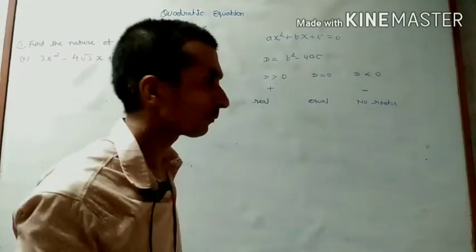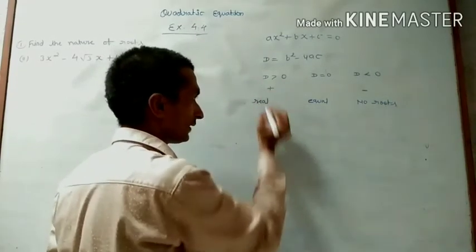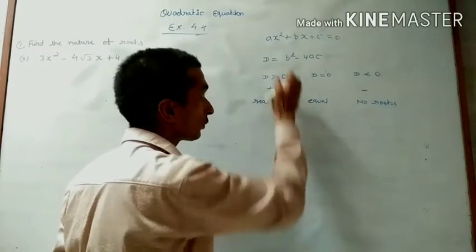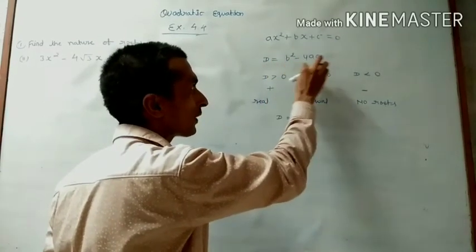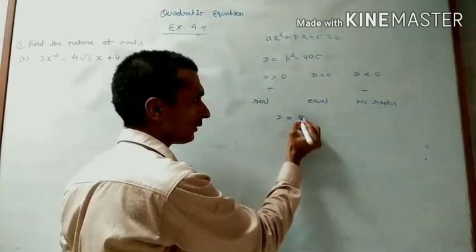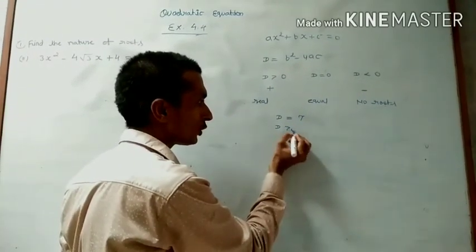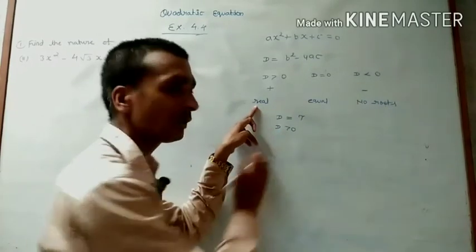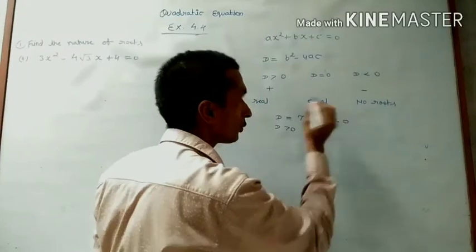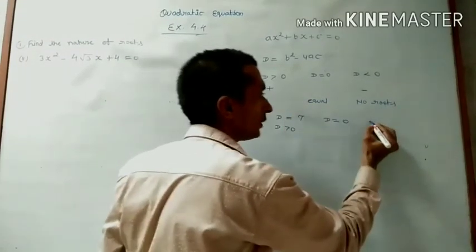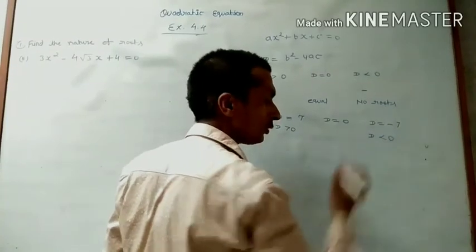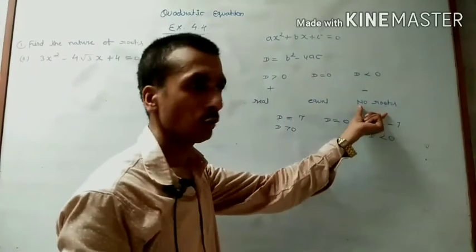Okay friends, one example you can take also. Suppose you find the value D equal to b square minus 4ac. By the help of this equation you find the value. If this value is 7, so definitely D greater than 0, so then you can say that there are real roots. If D equal to 0, this is equal roots, and if D equal to minus 7, that means D less than 0, so that means no roots.